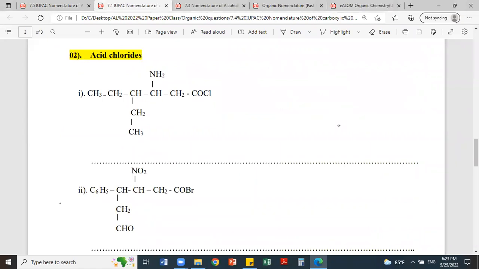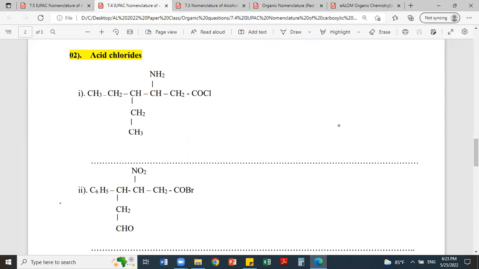Okay. So acid chloride, the name ends in oyl chloride, and the other rules are the same as before, nothing new. The name ends in oyl chloride, that's the only change. And it's the priority we give to the COCl group.